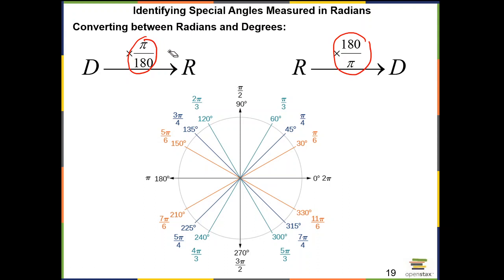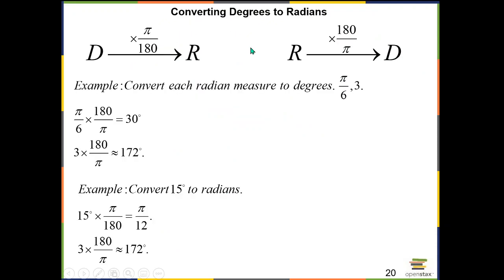The way you remember this: if you want to go to radians, the numerator has to be pi, radians. If you want to go to degrees, then the numerator has to be degrees. And you can easily apply this formula. For example, convert each radian measure to degrees. What's pi over 6 radians? So we multiply by 180 over pi. The pi's go away, so we get 30 degrees.